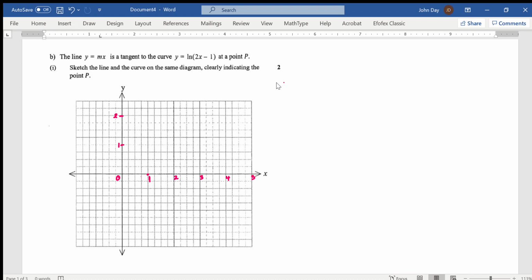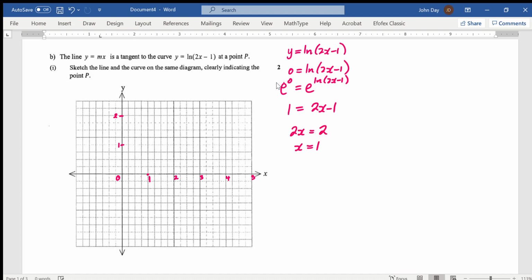I just need to know where the graph of natural log of 2x minus 1 cuts through the x-axis. It cuts the x-axis when y is 0, so 0 equals natural log of 2x minus 1. Let's raise e to both sides. So that's 1 equals 2x minus 1, so 2x is equal to 2, so x equals 1. So it actually cuts through the x-axis at 1. Put a little cross there.